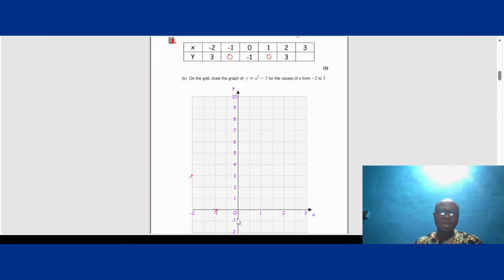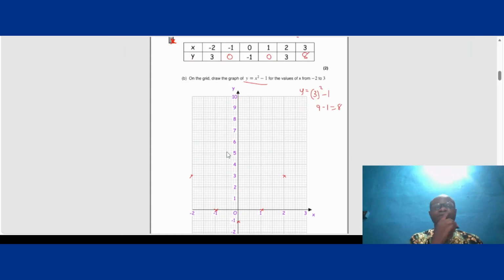So when x is 0, y is minus 1. That is this point. When x is 1, y is 0. That is this point. When x is 2, y is 3. That is this point. And lastly, when x is 3, we did not fill that one. So I'll write, when x is 3, that is 3 squared minus 1, following y equal to x squared minus 1, that we are doing. Therefore, that is 9 minus 1 equal to 8. So this place is 8.